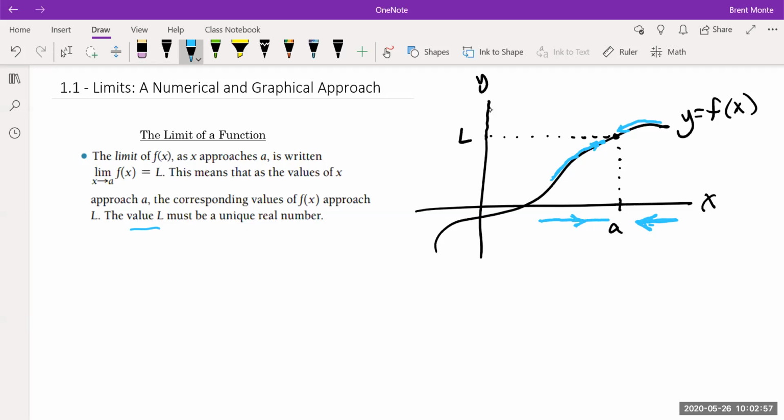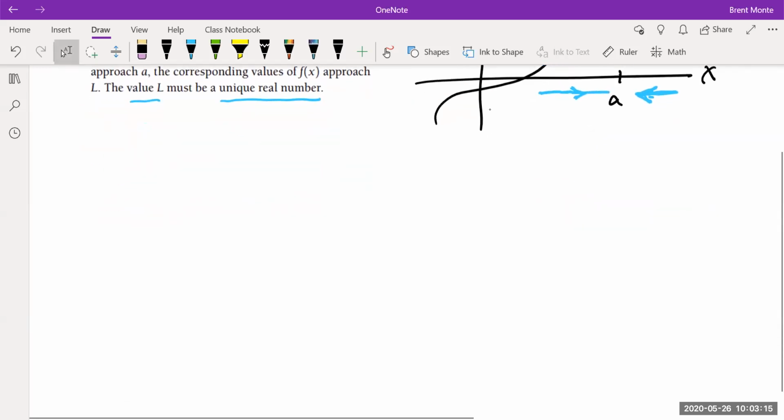Now, also notice they said L must be a unique real number. That means you can only be going to one value and it has to be a real number. Notice it doesn't say anything about that point having to exist. And I'll show you what I mean by that. Let's scroll up here a little bit, get some more room to write on. So let's look at a specific example.